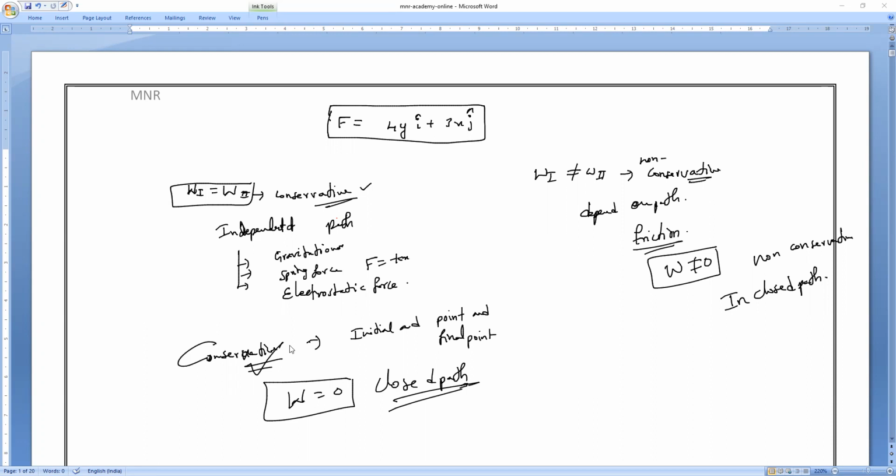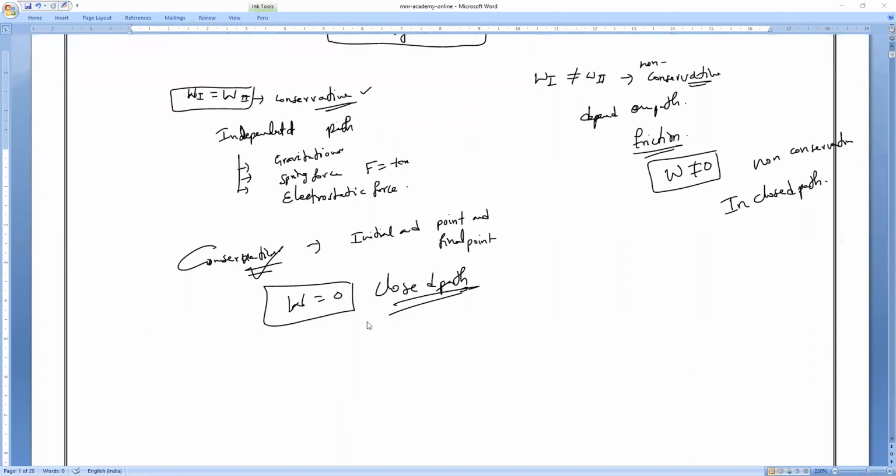Now observe very carefully. Today we are going to study how we can prove whether a given force is conservative or not. Non-conservative means the one example you can study is friction, and conservative means you can study gravitational force, spring force, and electrostatic force. Now let us understand this concept.